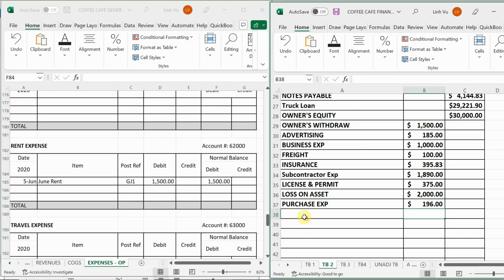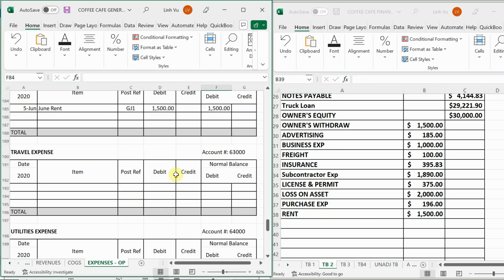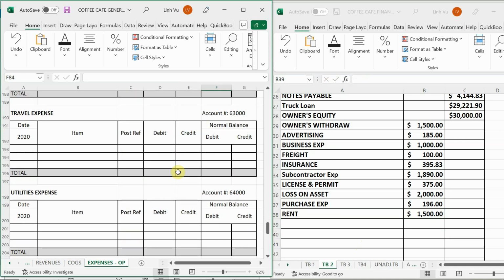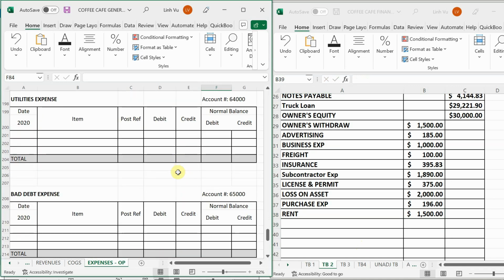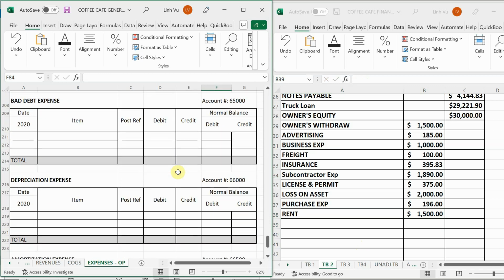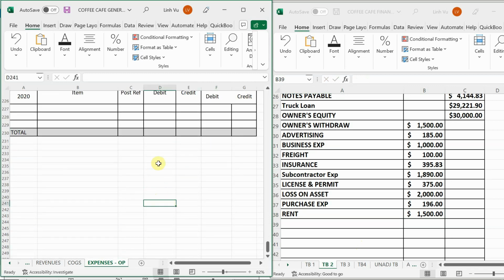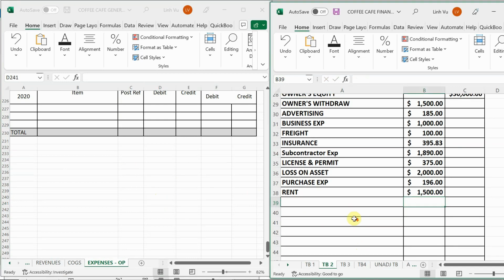What about rent? Yes, we paid rent for $1,500. Okay. No travel expenses yet. And no utilities expenses yet. And of course, no bad debt, depreciation or amortization. So therefore, I am completely done with my trial balance.